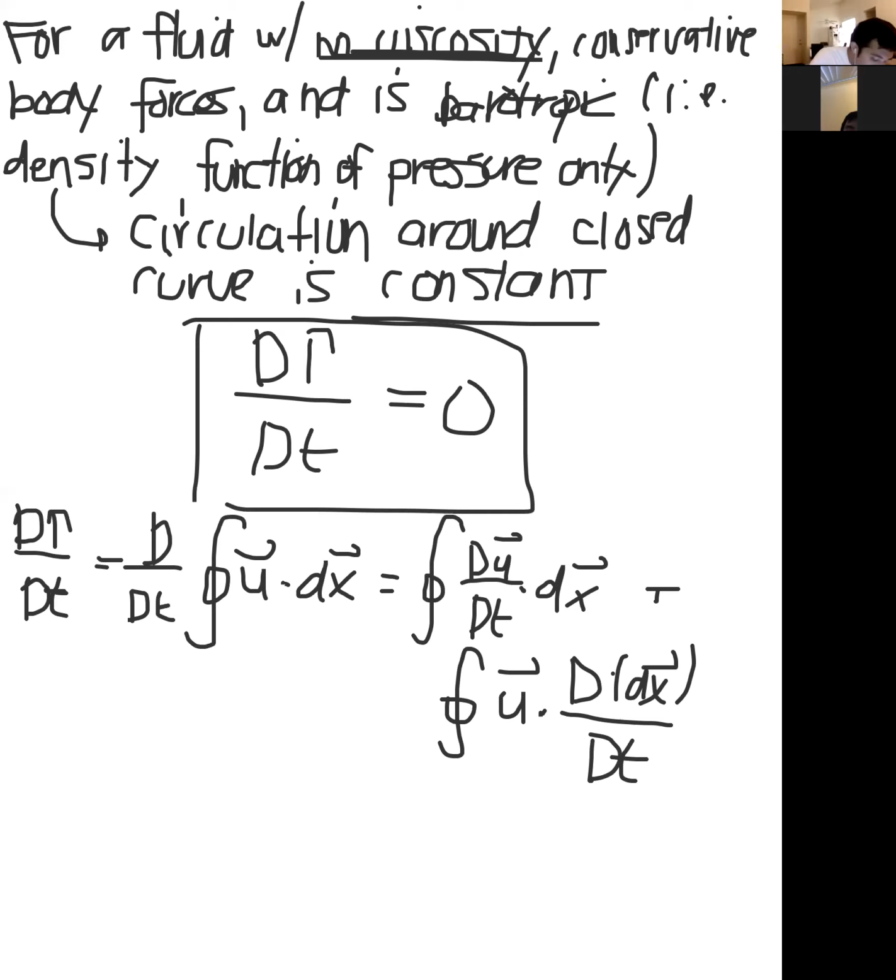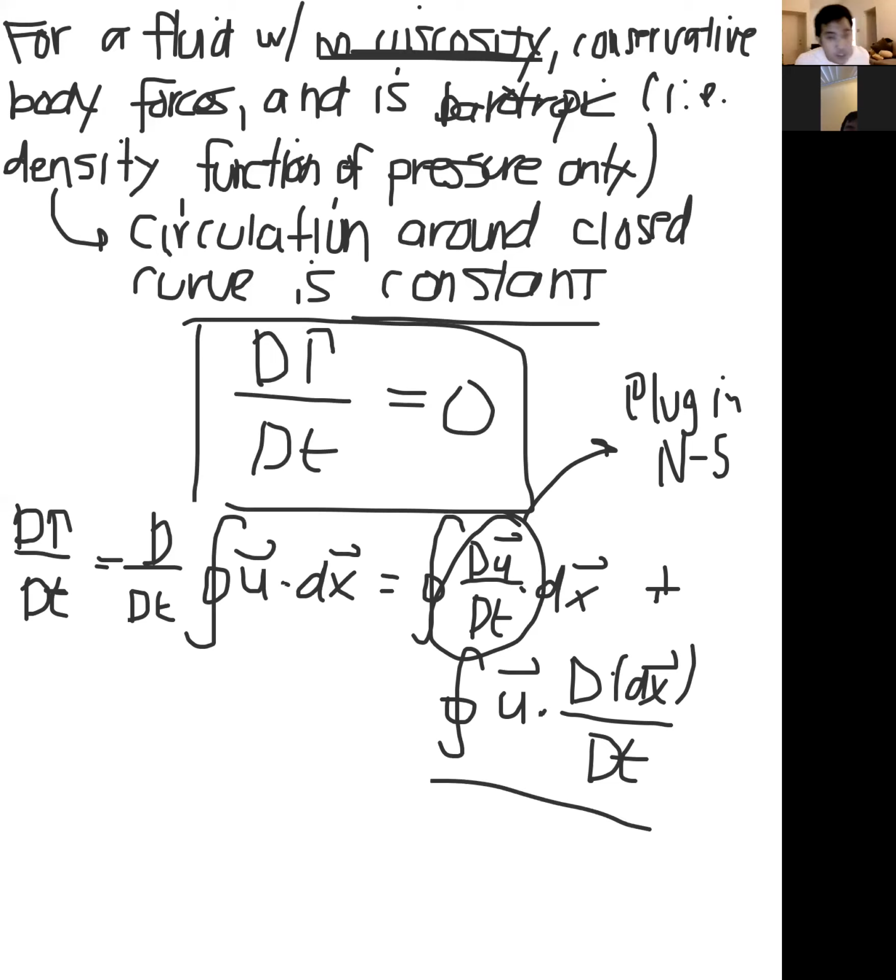And so what we're going to do is take this expression here and plug in Navier-Stokes, and then see if this equation here is true. So if we plug in Navier-Stokes and evaluate this line integral, then we should get 0, given all of those conditions that we set up were true. Okay. Any questions on this before I wipe the board?